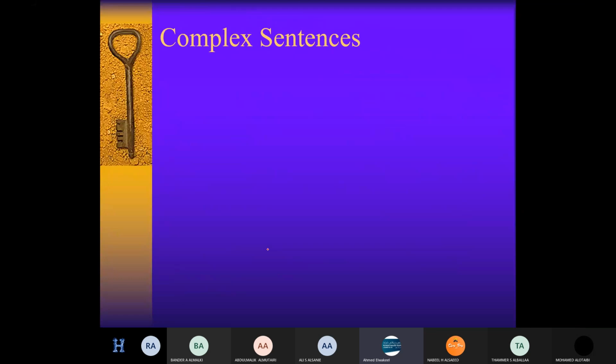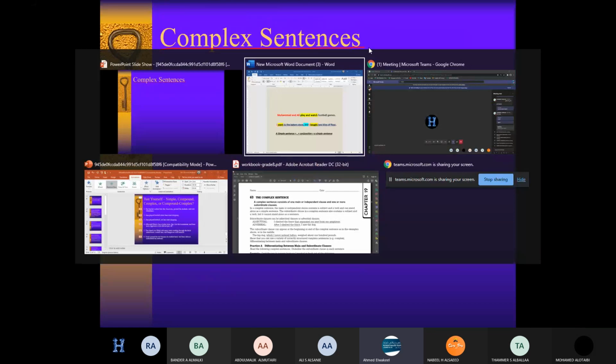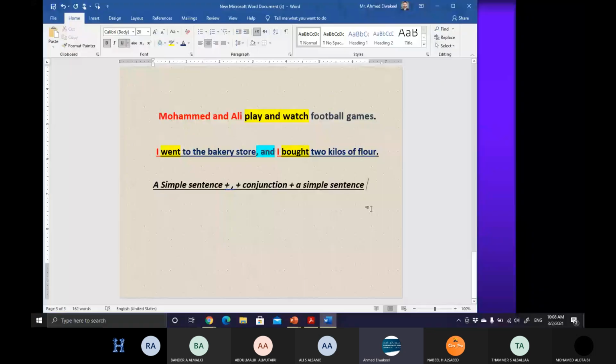What about today's session, which is the complex sentence? So what is the difference between a compound, complex, and even simple sentence? Can someone give me any compound sentence?